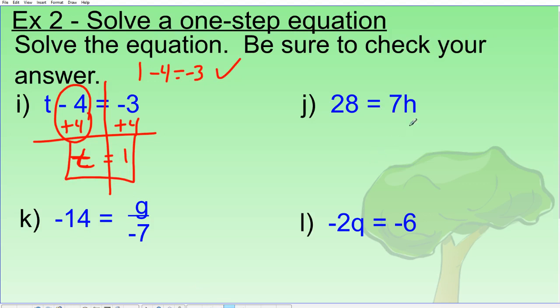Letter J. My variable is on the other side this time. That's okay. And he is being multiplied by 7. So I need to do the opposite of multiply by 7, which is dividing by 7 on both sides. So when I divide by 7, these 7's cancel out. They give me 1h, and I do not need to write the 1. 1h equals 28 divided by 7 is 4.